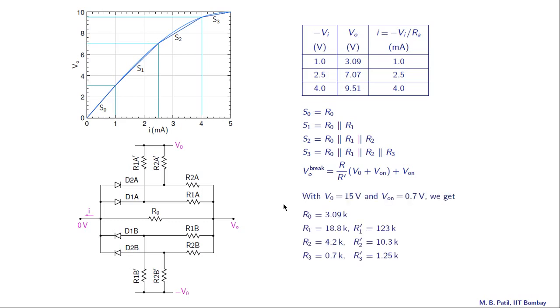So here are our final results. With V0 equal to 15 volts and V on equal to 0.7 volts, we get the following values for R0, R1, R2, R3 and R1 prime, R2 prime, R3 prime. And you should definitely go through this exercise of calculating these values and make sure that you end up with the same values. You might notice that there is some repetition involved in these calculations, and you might want to write a small program to perform these calculations.